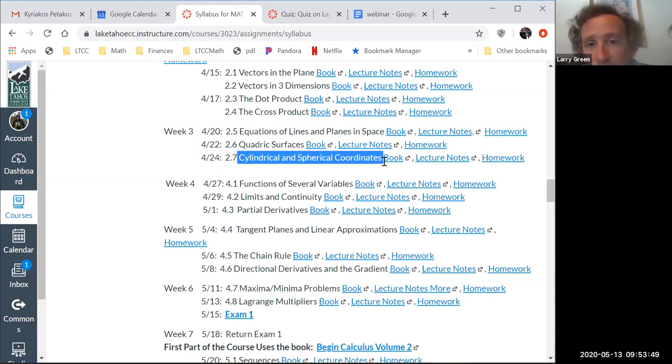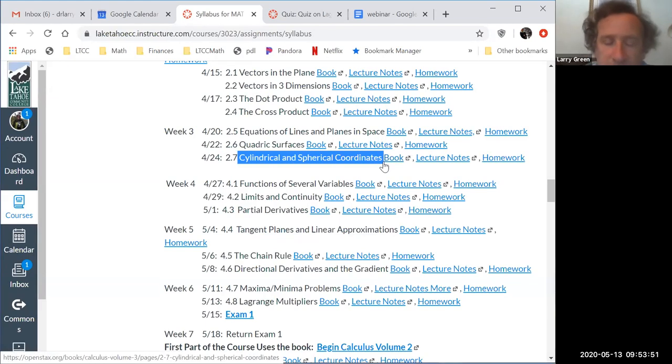Cylindrical and spherical coordinates. So first thing, cylindrical coordinates are the same as polar, except that you also have z equals z. And if you can't remember z equals z, then I don't know. That's such an easy one.